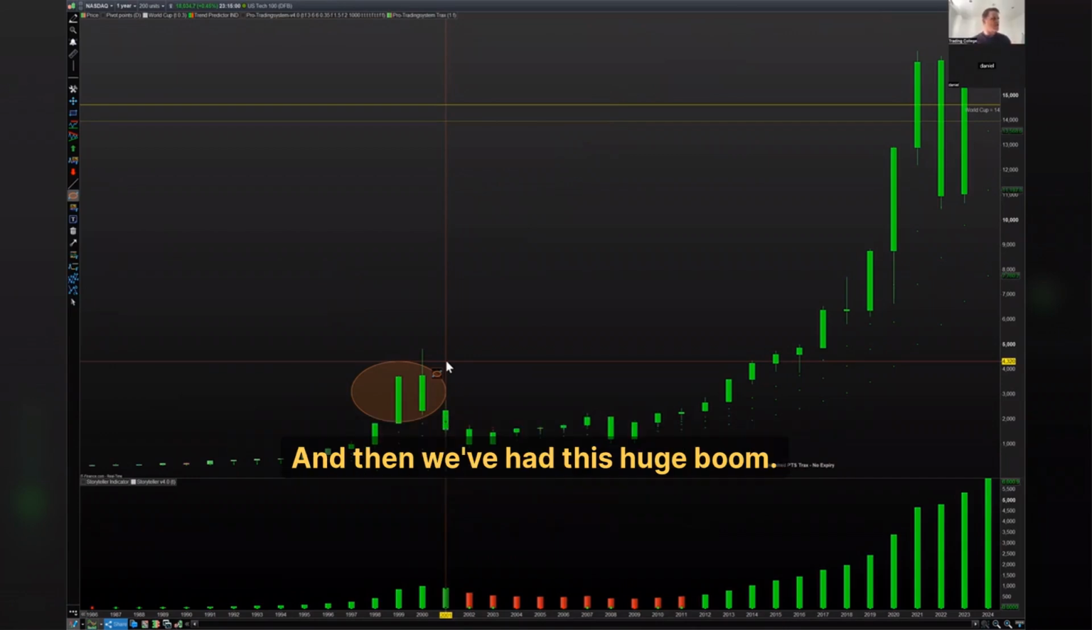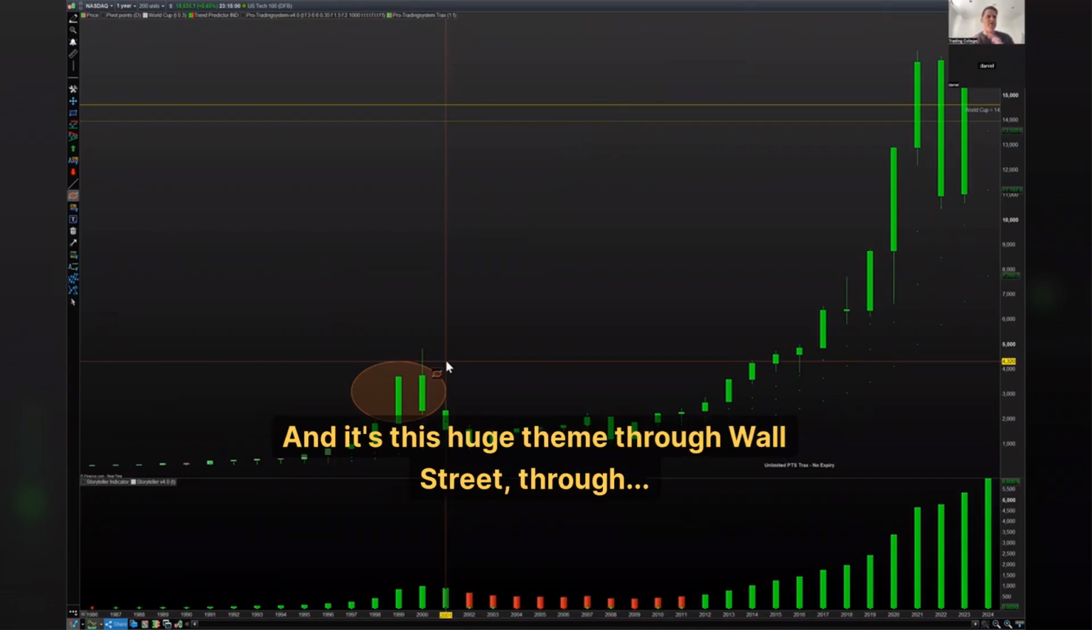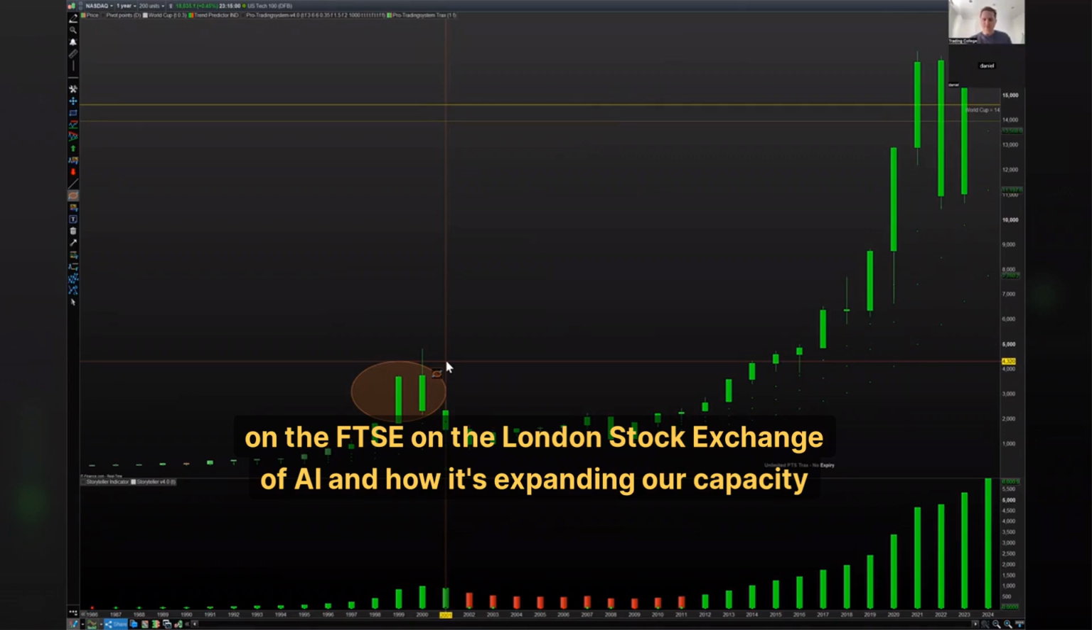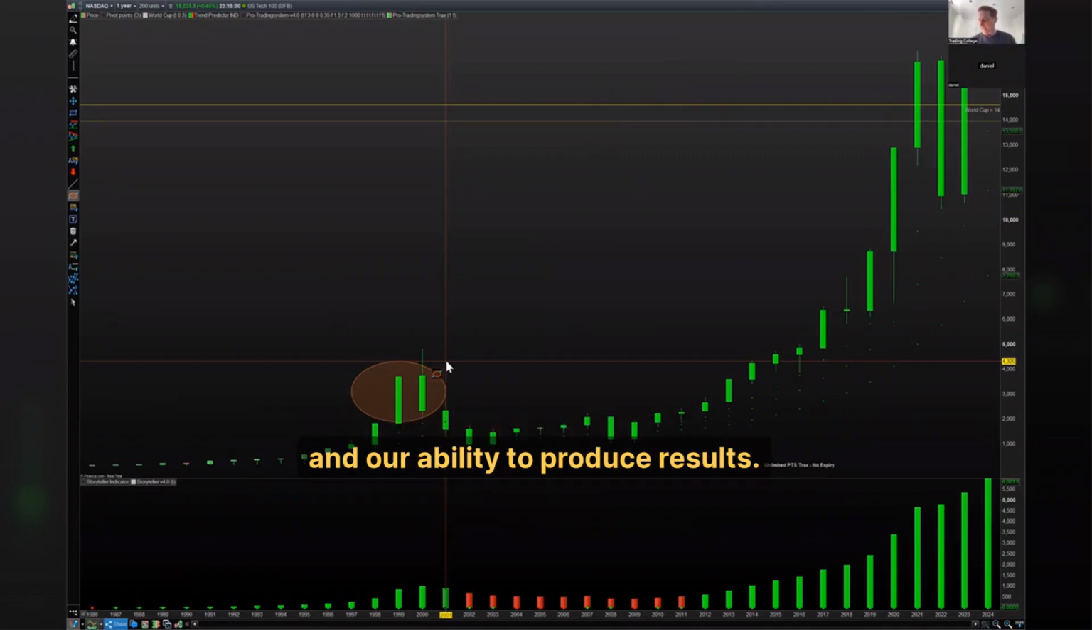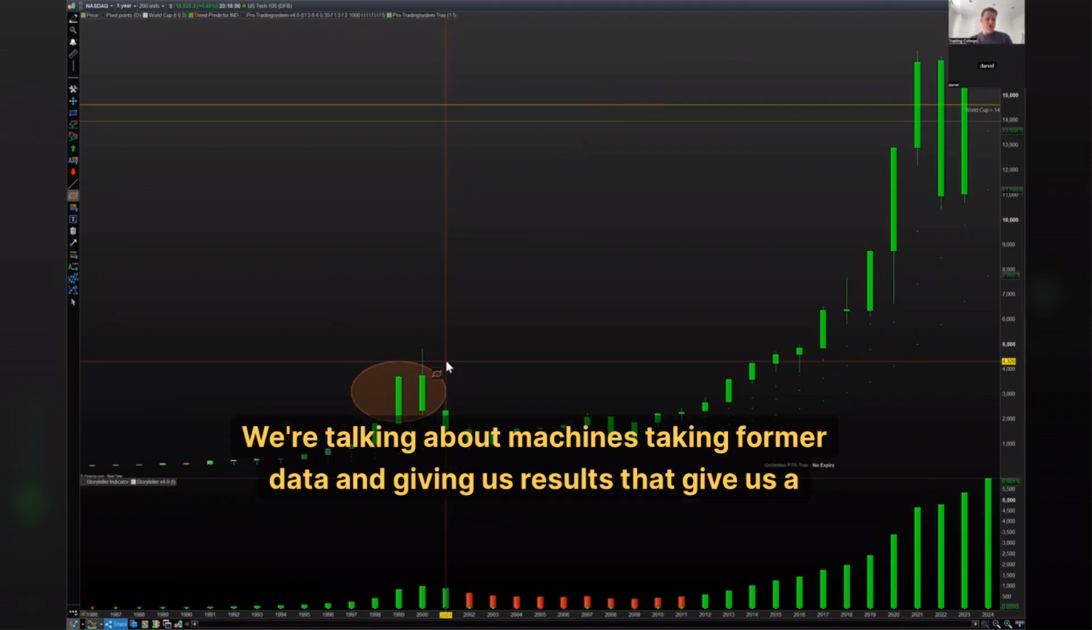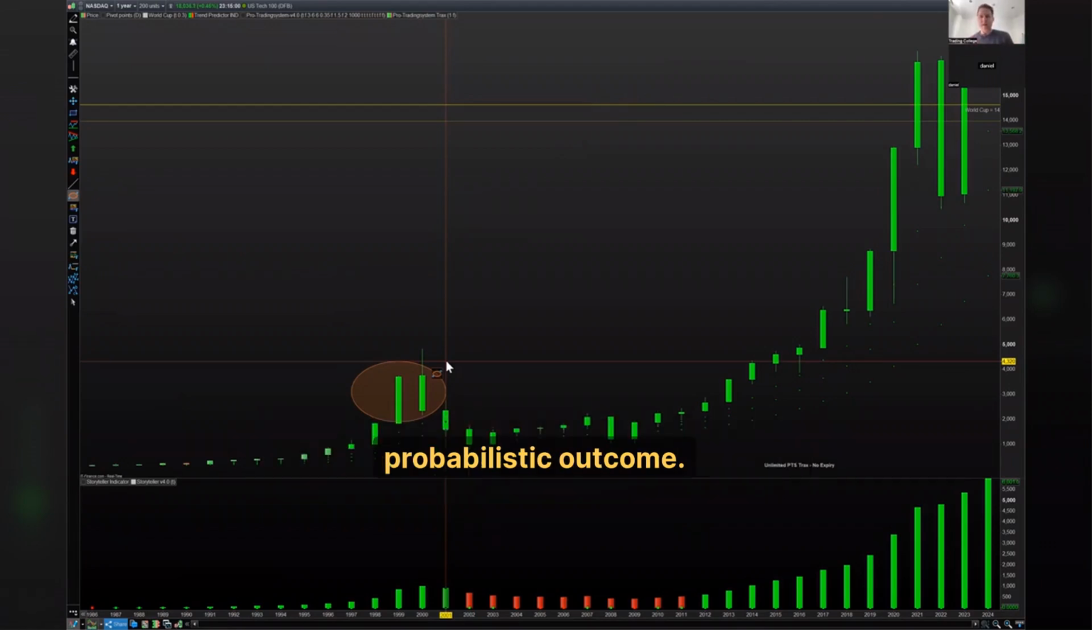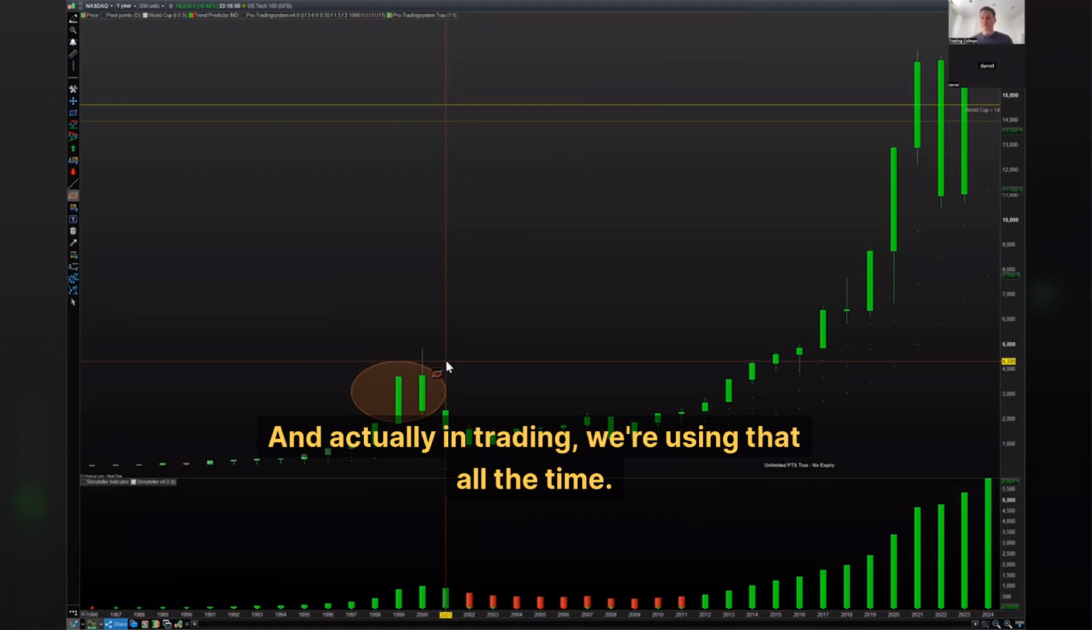And then we've had this huge boom, and it's this huge theme through Wall Street, on the FTSE, on the London Stock Exchange, of AI and how it's expanding our capacity and our ability to produce results, right? And really, what are we talking about? We're talking about machines taking former data and giving us results that give us a probabilistic outcome, right? And actually in trading, we're using that all the time.